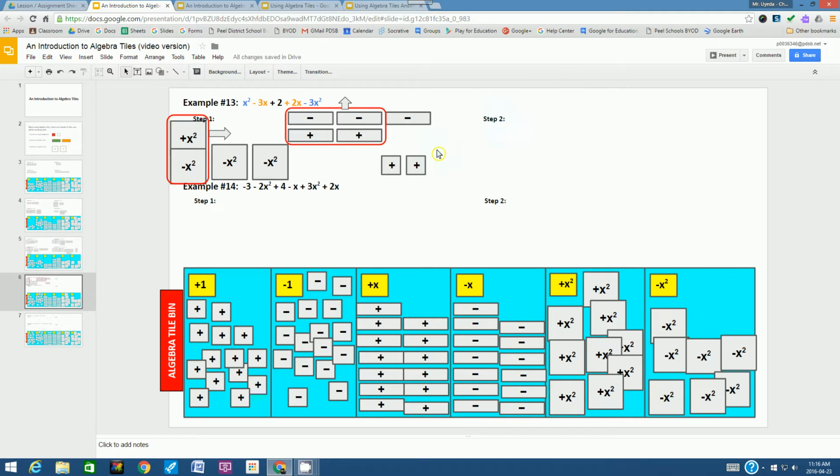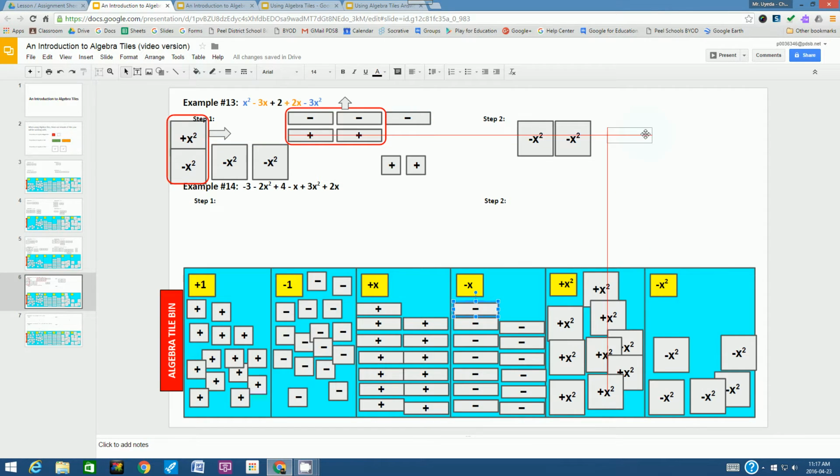So let's recreate what remains. So we have 2 negative x squared tiles. So let's bring up negative 2x squared. What else do we have? We have a negative x. So let's bring over a negative x. And what's the last thing we have remaining? We have two positive tiles. Okay, so this is our solution.